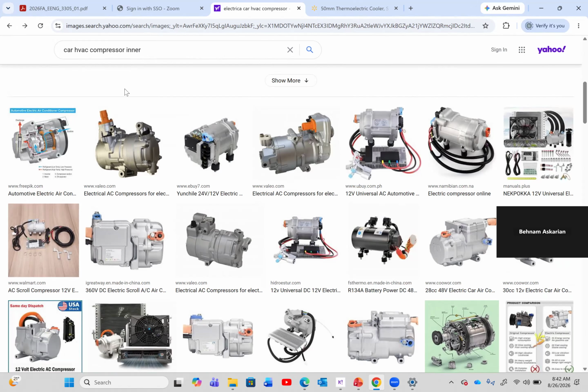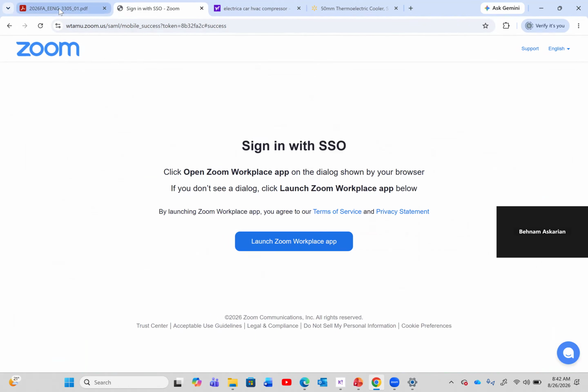And the newer generations use a heat pump. So they use the HVAC for cooling and also for heating up the car. So those are the different ways, and all 3 require power electronics to do that.